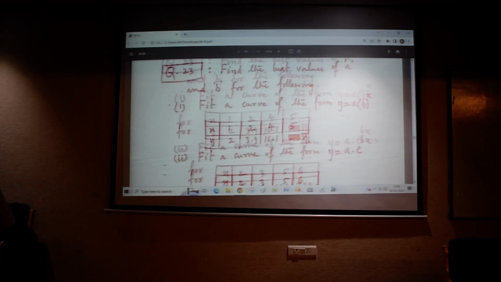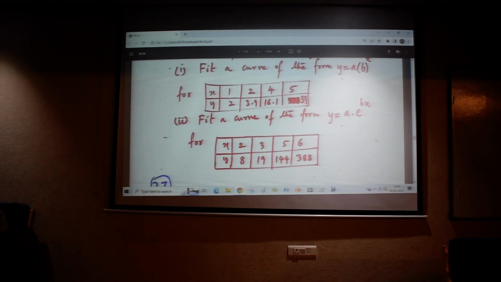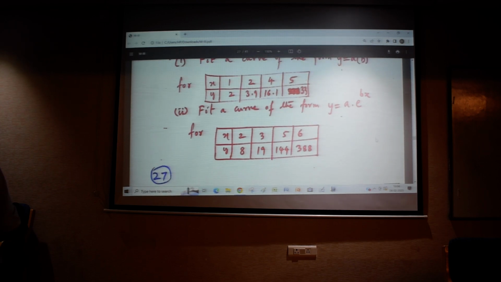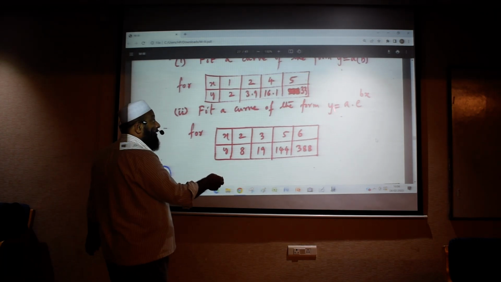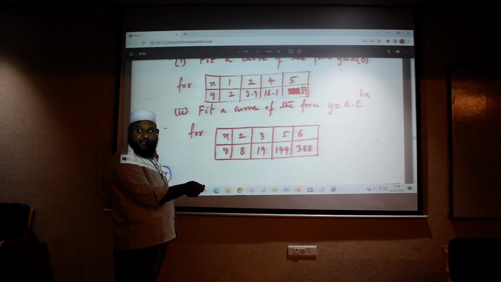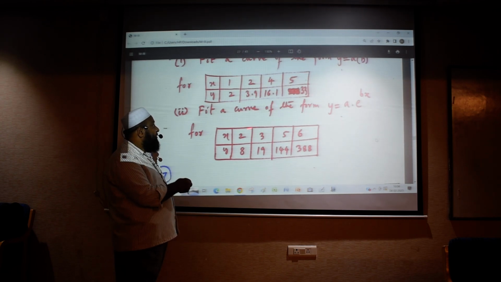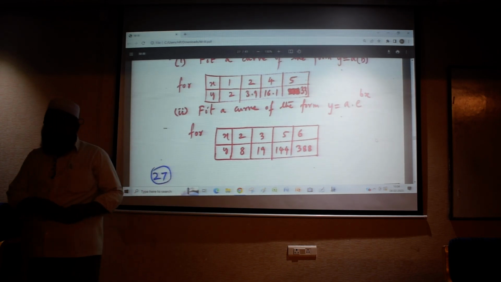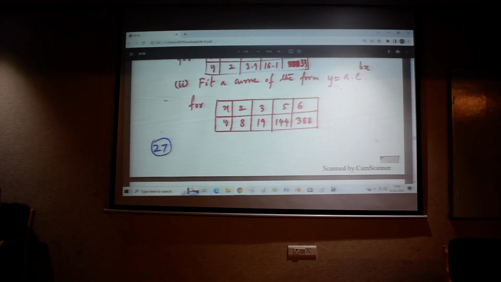Now let's start. In the second bit we have the curve y is equal to a into e to the power of bx. Earlier b was in the base, a into b power x. This is a different curve. For this curve the equation will be given to you, keep in mind.